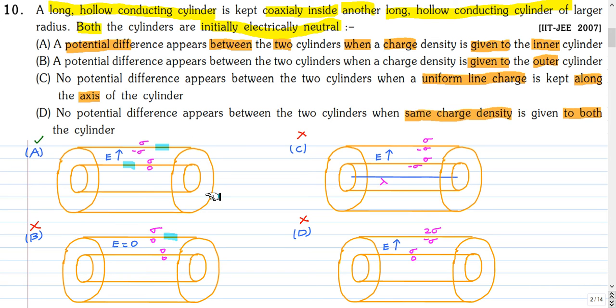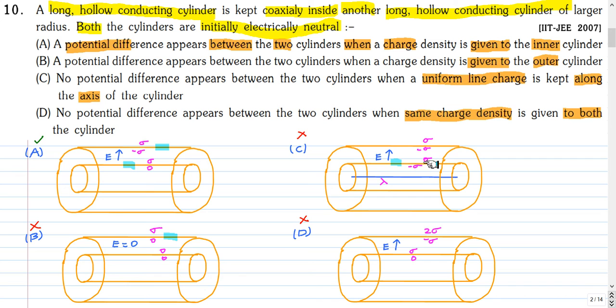Option C, no potential difference appears between the two cylinders when a uniform line charge is kept along the axis of the cylinder. When a uniform line charge is kept along the axis, it will induce a charge on the inner surface of the inner cylinder, because let us assume this lambda is positive, so it will produce an electric field, and the electric field lines should go and hit this inner surface of the inner cylinder. And since there is no electric field within the conductor of this inner shell, all the surface negative charge should be on the inner surface.